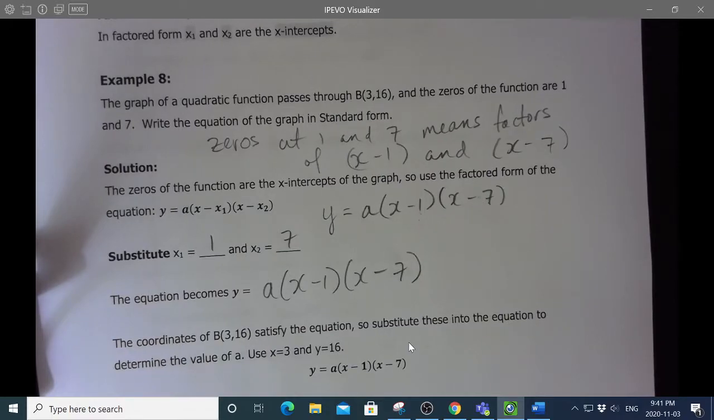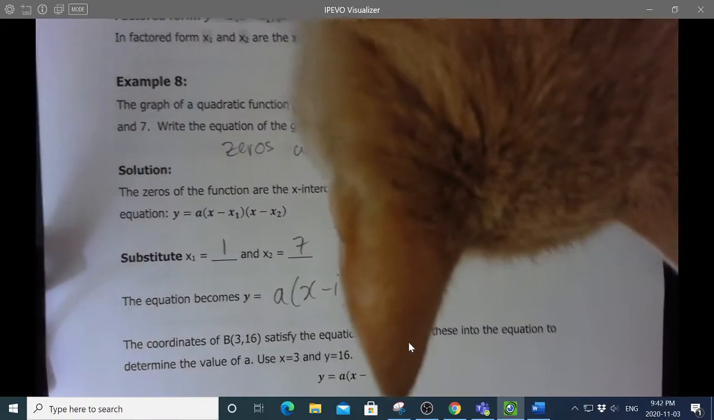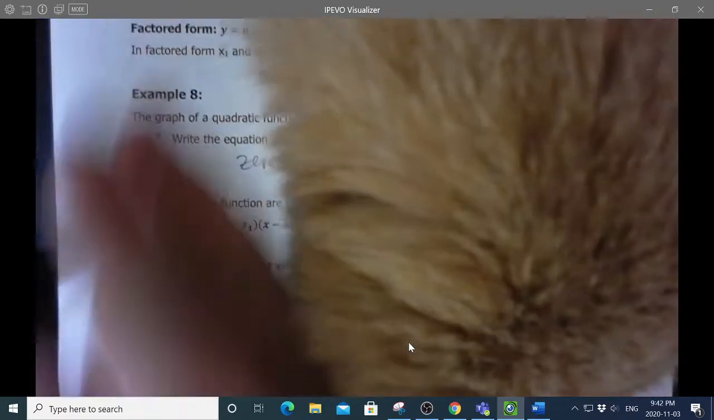So the coordinates of B, 3 in there. Yeah, hi. Back again, are you?